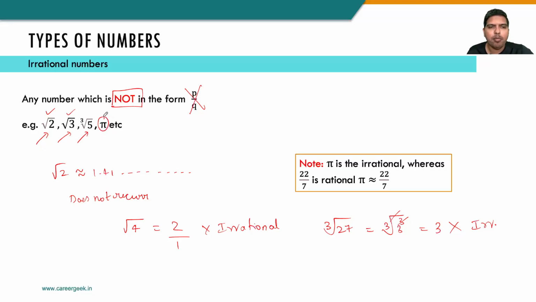Now this is important, pi. Pi is irrational because the value of pi is some decimals and it does not repeat. There's a misconception that pi is equal to 22 upon 7. If it is equal to 22 upon 7, then this has to be rational, right? But this is approximately equal to 22 by 7, not exactly. So hope the definitions are clear for rational and irrational.